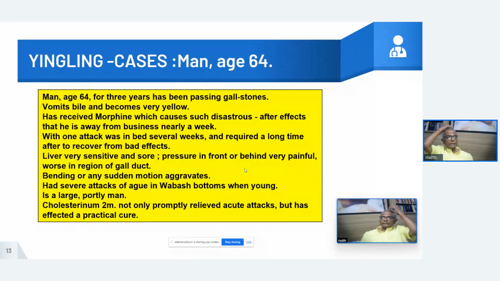Then, this is another case by English, of a man of 64. For 3 years he has been passing gallstones. Vomit is bilious and becomes very yellow. Has received morphine, which causes such disastrous after effects that he is away from business nearly a week. With one attack he was in bed several weeks and required a long time to recover from the bad effects.